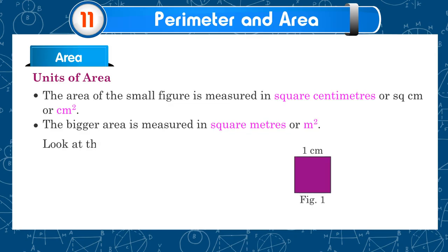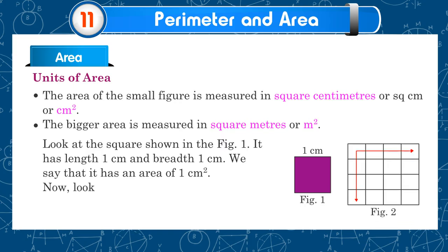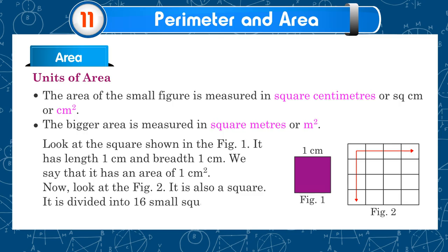Look at the square shown in figure 1. It has length 1 centimeter and breadth 1 centimeter. We say that it has an area of 1 centimeter square. Now look at figure 2. It is also a square. It is divided into 16 small squares. Its area is 16 centimeters square or 16 square centimeters.